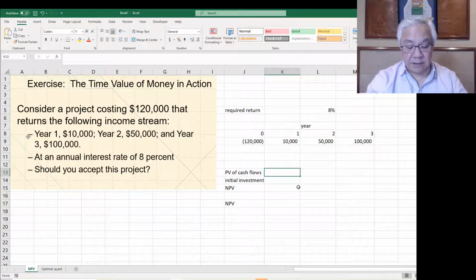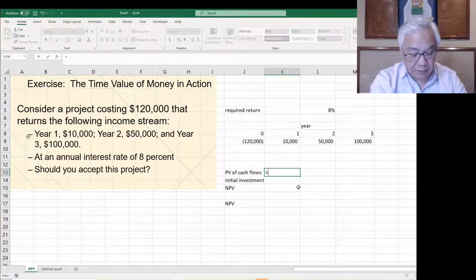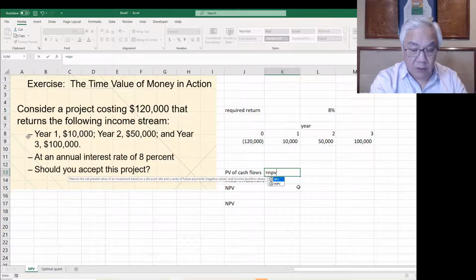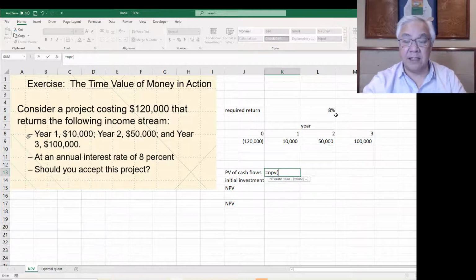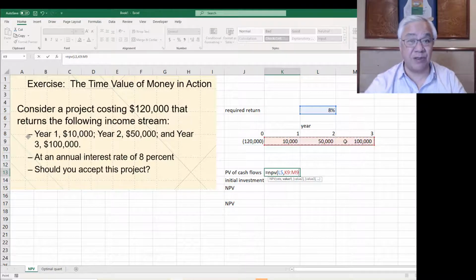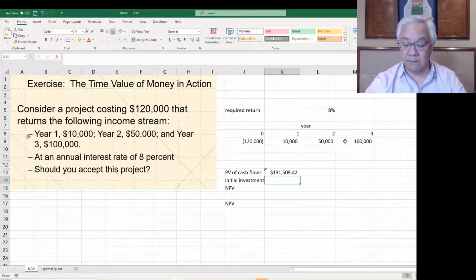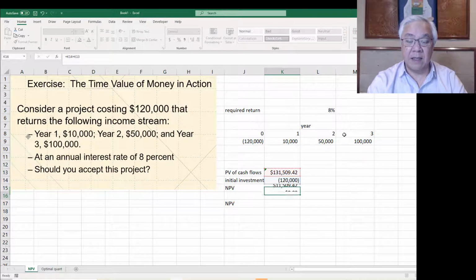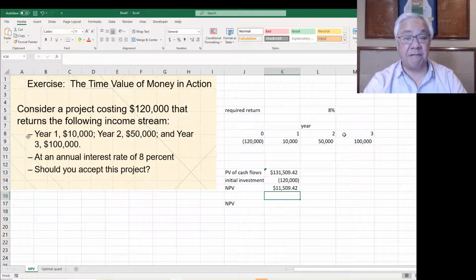So first thing, let's do the present value of the cash flows equals NPV, open parens. The rate is there, point to it, comma. Then the values, just shade from T1 forward. Again, remember, don't go to T0. And that gets us a present value of 131. The outflow is 120. And the NPV then is a positive 11,509.